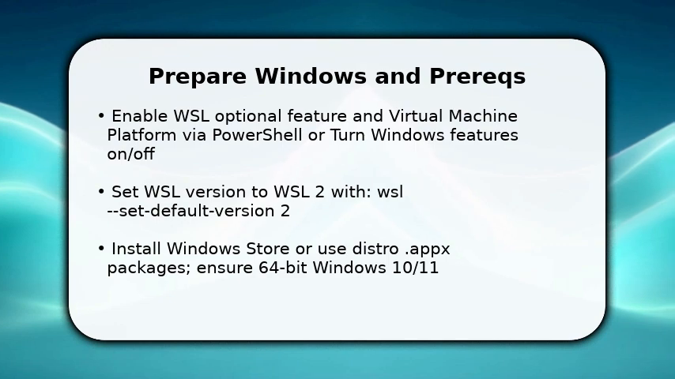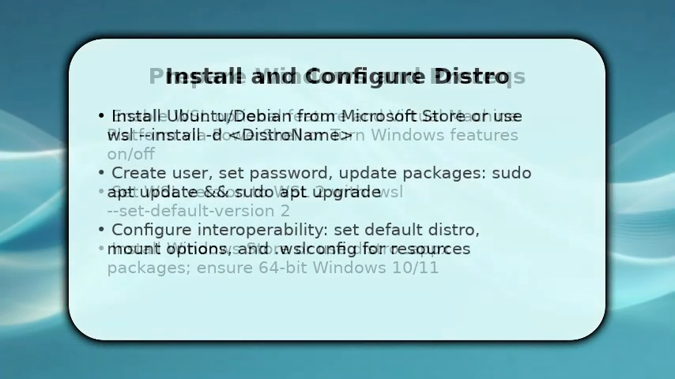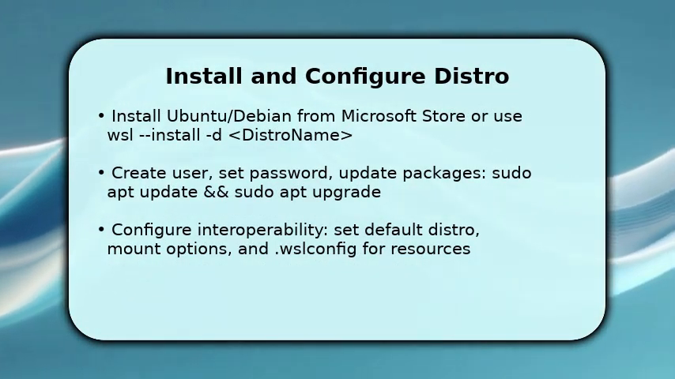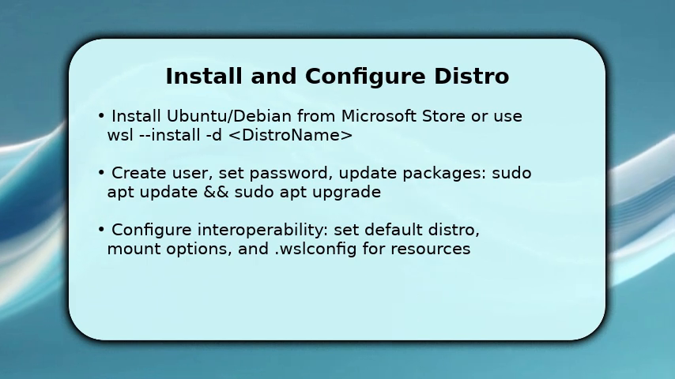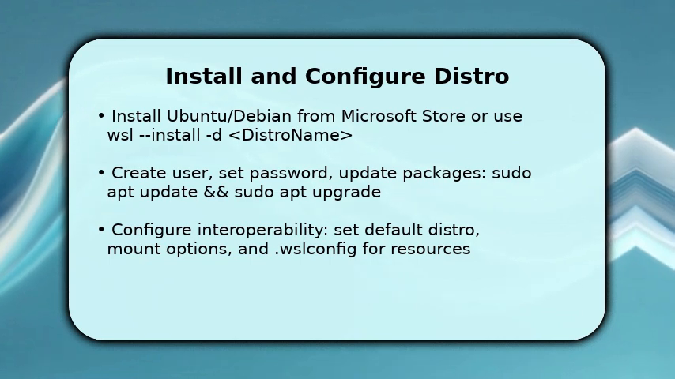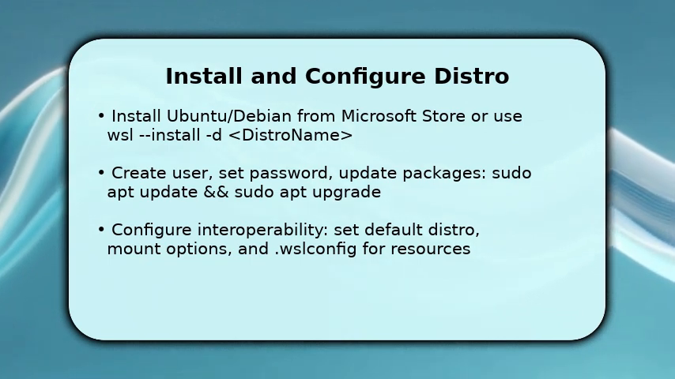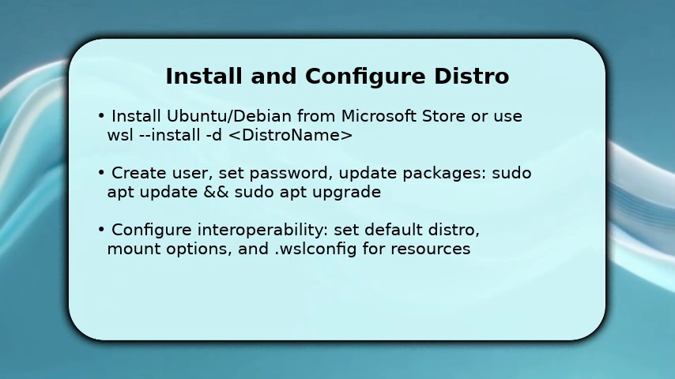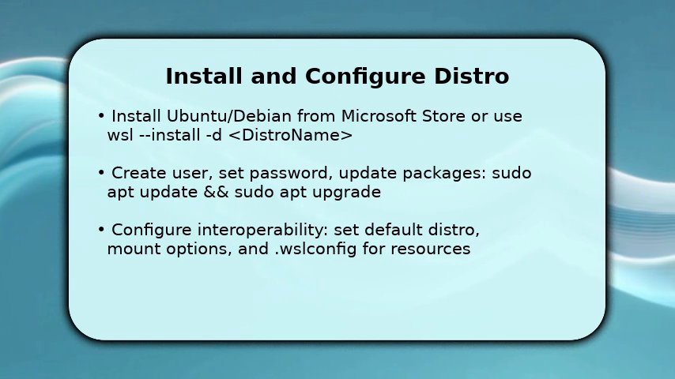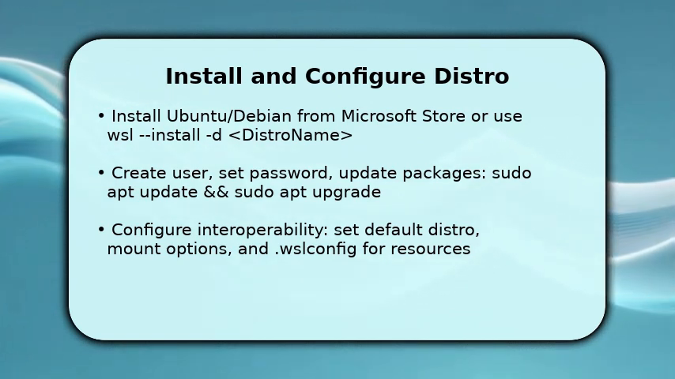Now you install and configure a distro so you have a usable Linux environment. Use the Microsoft Store or run wsl --install Ubuntu to fetch and register the distro. When it first launches, create your Linux user and password. Once inside, run sudo apt update and sudo apt upgrade to get current packages, because outdated packages can break development tools. Then set your default distro with wsl --set-default.